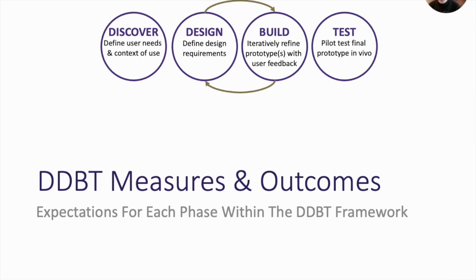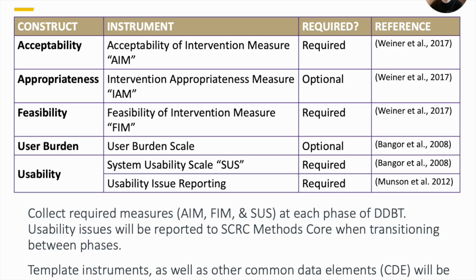All right, so now that we have a little bit more understanding of what we mean when we say design, I want to transfer into talking about the DDBT specific measures and outcomes and what your expectations are for each phase within this framework. At SCRC, we have a number of common data elements, and these are an agreed upon set of measures that will be utilized across projects. For the DDBT phase, I've highlighted our common data elements here, both required and optional ones, and I want to walk through these with you.